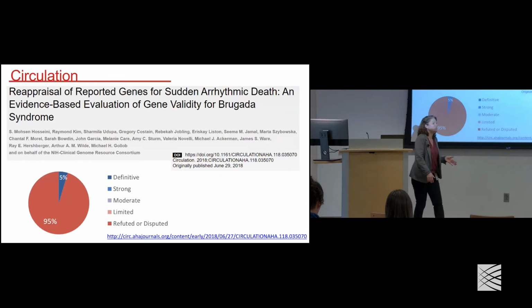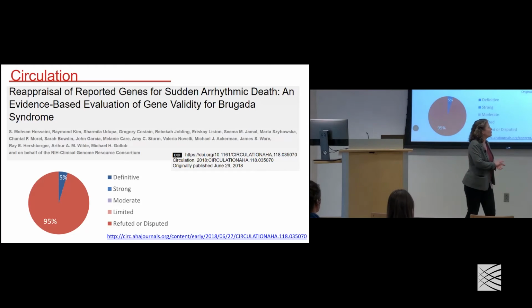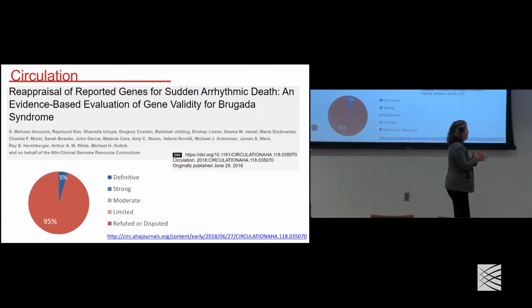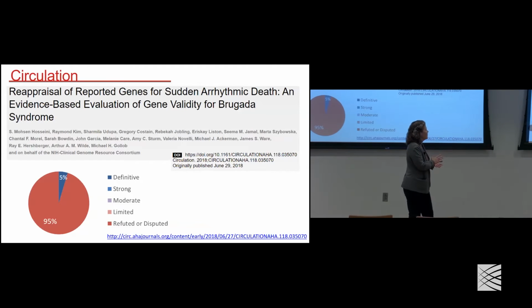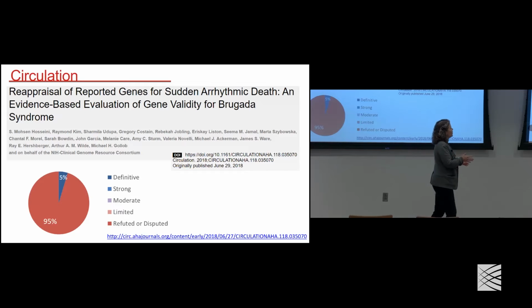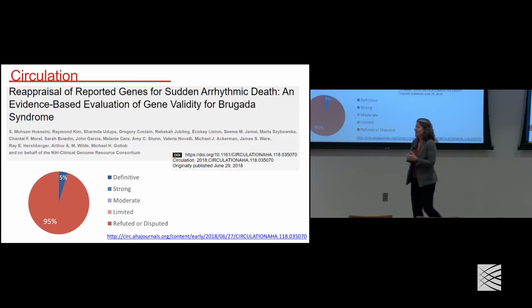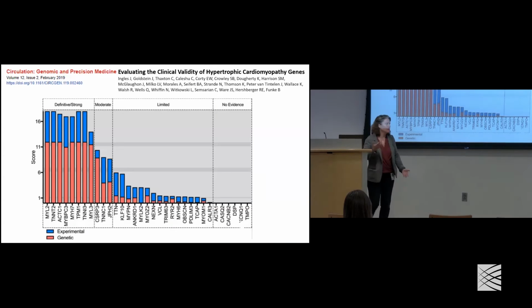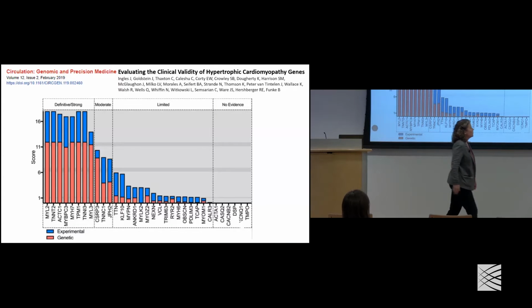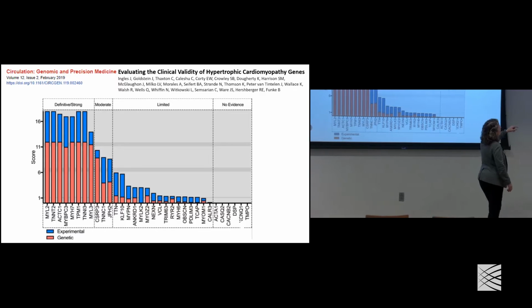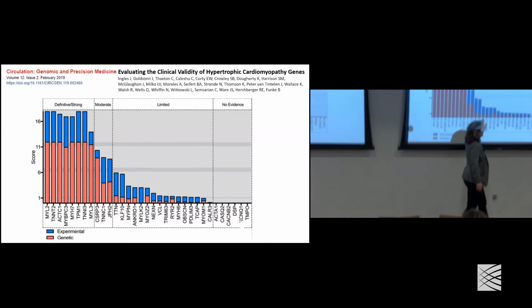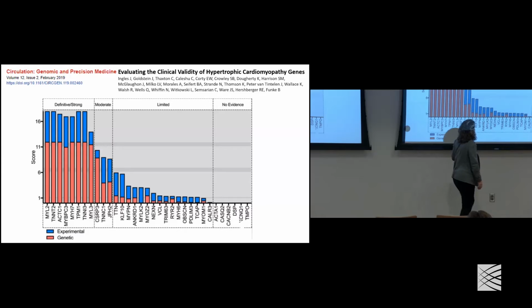The most egregious example of this was our Brugada syndrome expert panel that curated the literature and decided that one gene was definitive and the remaining 20 genes were disputed. If you look at why this might happen, this is actually not from the Brugada group, but from our hypertrophic cardiomyopathy group. These are the genes in the limited and no evidence categories.